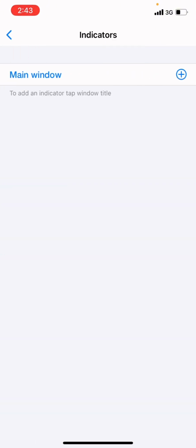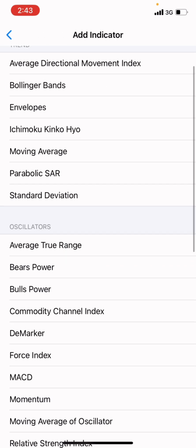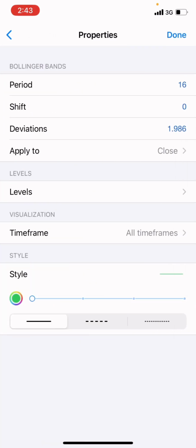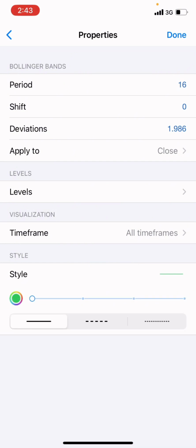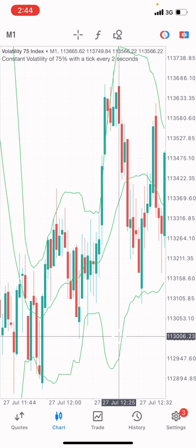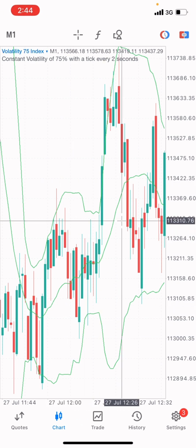I'm going to put that on the main window. Now we set here the period to 16, then shift 0. The deviation is going to be 1.986. You apply to close. Then the style is going to be the green color. Then you use 1 pixel with this straight line pattern. Then you click on done. All right, so this is how it's going to be on the chart.